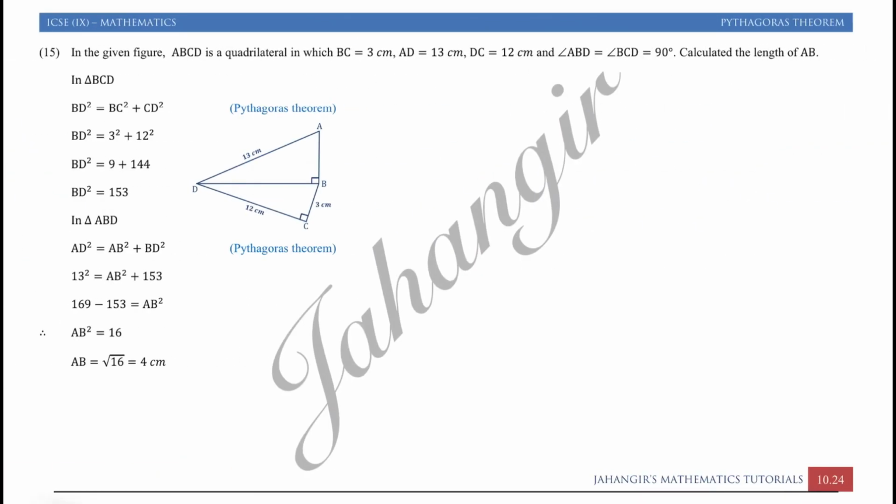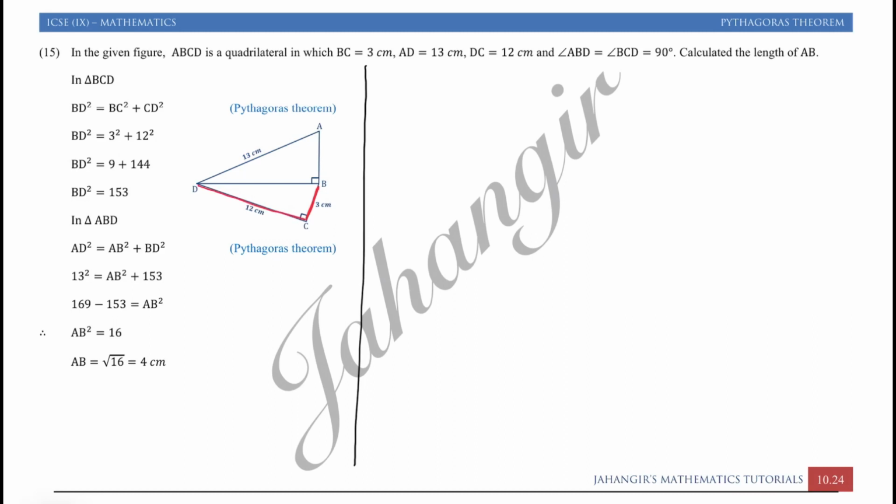Question number 15. Diagram is given. In the given figure, ABCD is a quadrilateral in which BC is given as 3 centimeter. Just refer to the diagram. BC is given, this is 3 centimeter. Let me show you with red. BC is given as 3 centimeter.